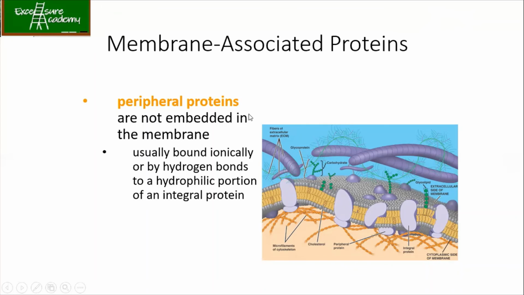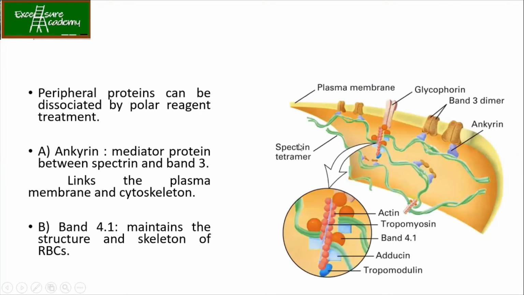Now coming to the peripheral proteins, usually they are bound ionically or by hydrogen bonds to a hydrophilic portion of the integral proteins. Now, peripheral proteins के example. Same diagram if you see, but different proteins we are going to discuss now. So here, ankyrin and band 4.1 are your peripheral proteins. Okay, ankyrin क्या काम करता है? It's a mediator protein between the spectrin and the band 3.